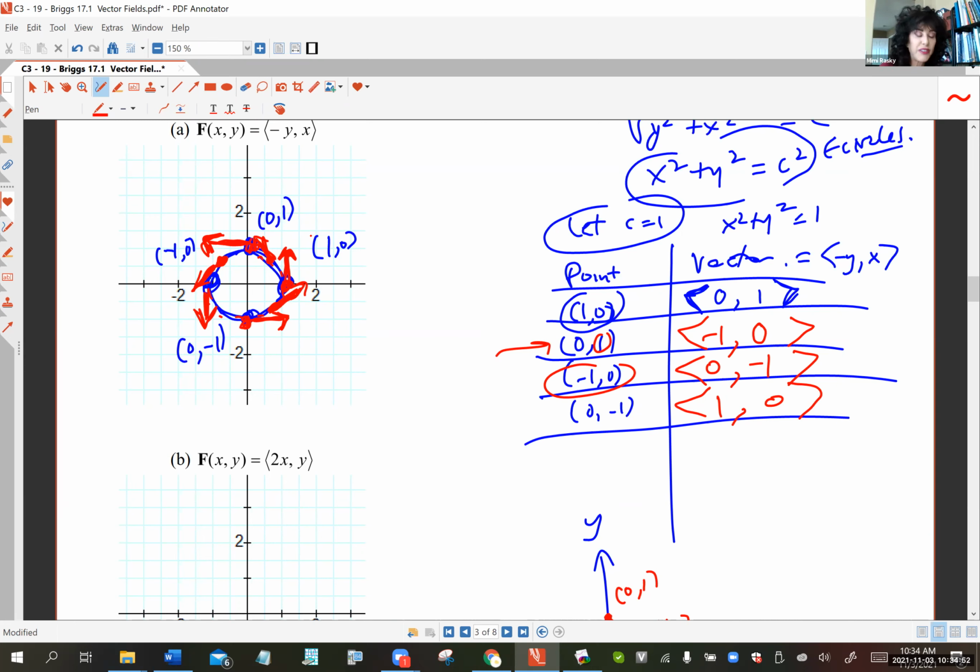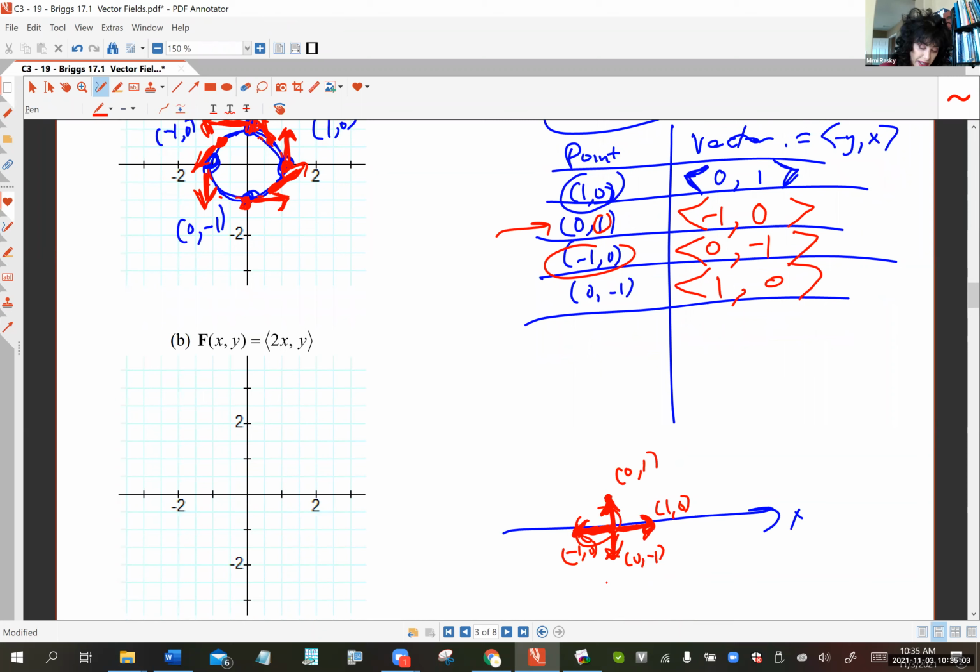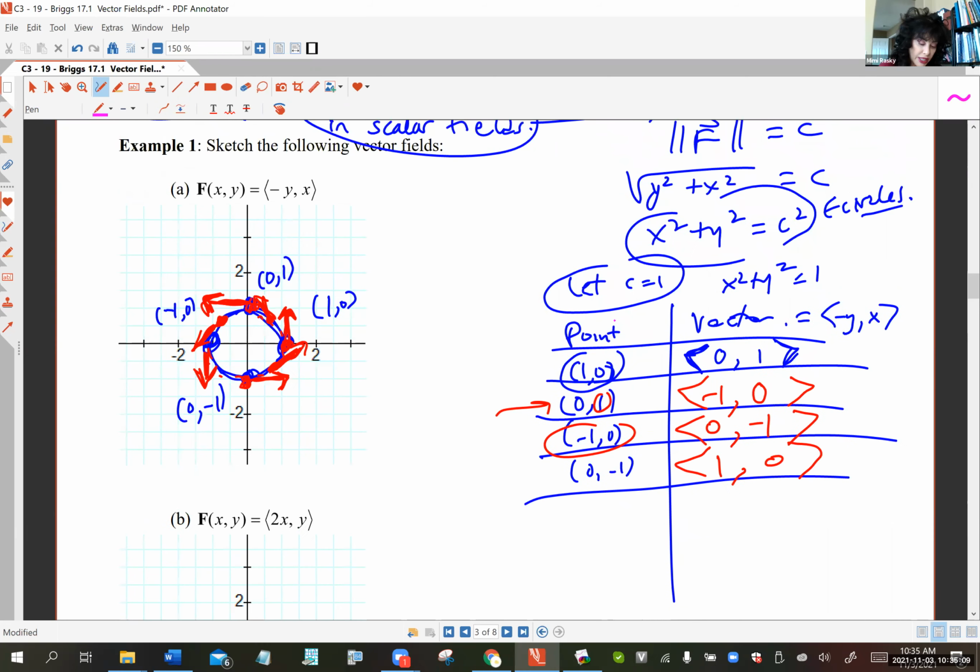It looks like all of these vectors are tangent to the circle. Is that always the case? Oh, no. But it is for this vector field. Okay, so you wouldn't get full credit. You'd have to draw one more level curve for me. Okay, fine. Well, what if we let c equal 2?